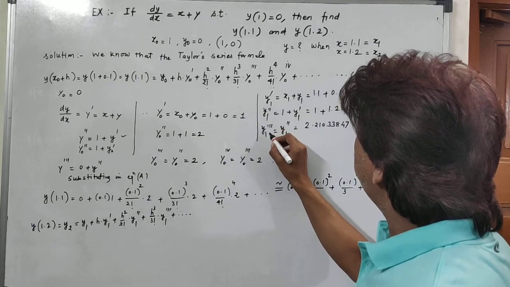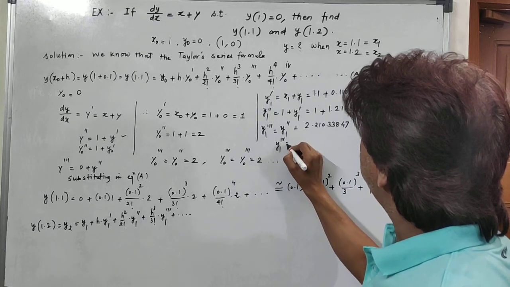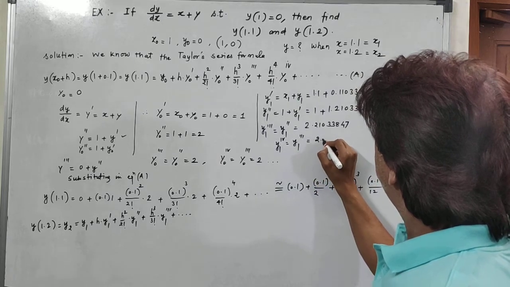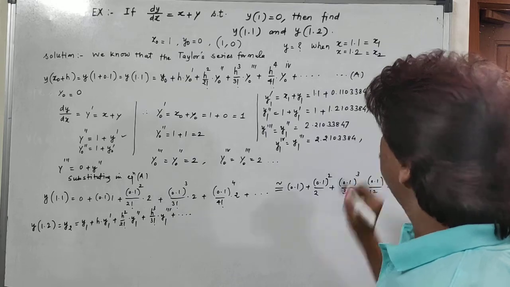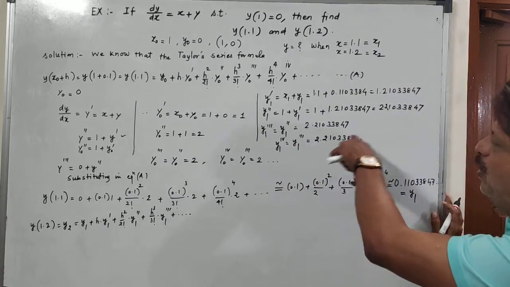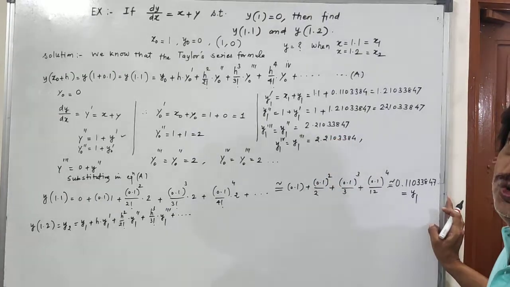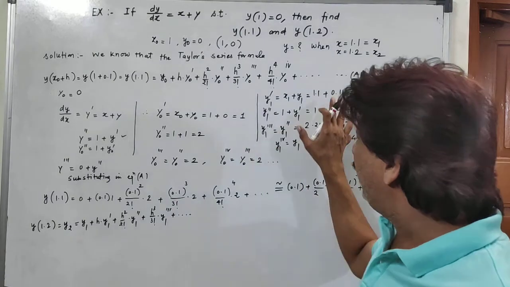y1 3 dash is equal to y1 double dash. So y1 4 dash is equal to y1 3 dash, differentiating successively, so 2.210333847. Similarly, the fifth derivative, sixth derivative, all these values will be equal to 2.210333847. I shall substitute these values here.